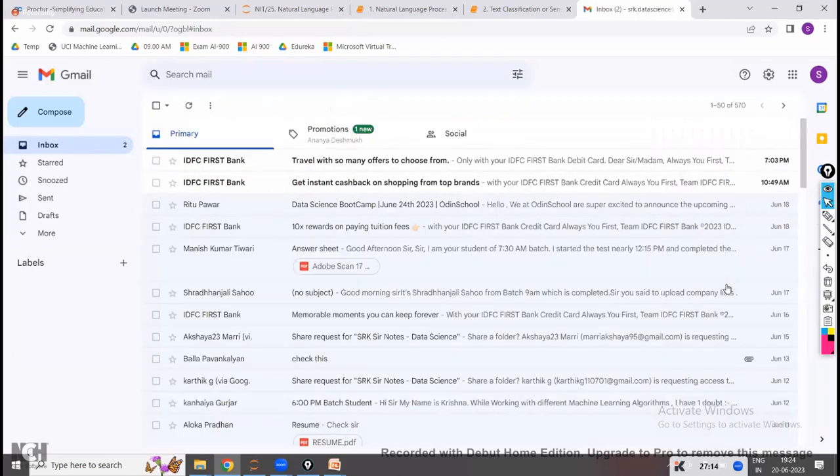If I click on unsubscribe, then instead of arriving in the inbox, we can see I have got two mails in my inbox, and both of them are IDFC. If I click unsubscribe, I will never get any mail again. Or if I click spam, new mails will automatically be sent to my spam. Is that clear? In this way it is going to work.